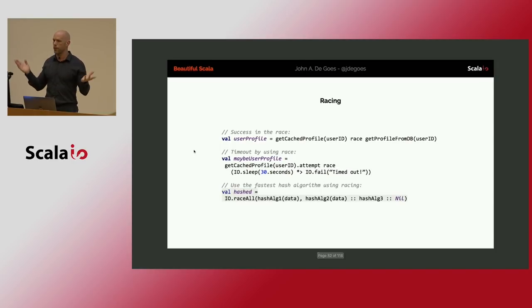And then if you want to race a whole bunch of things, well, there's race all. You can take in 100, 1,000 things you want to get back the winner from a 1,000-way race. It's as simple as calling race all.